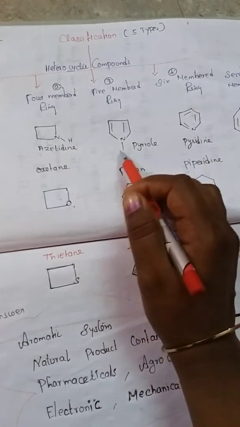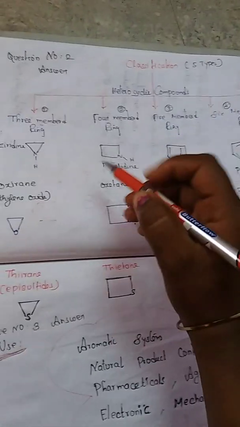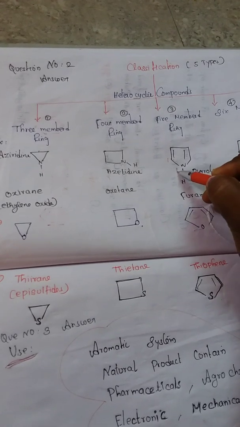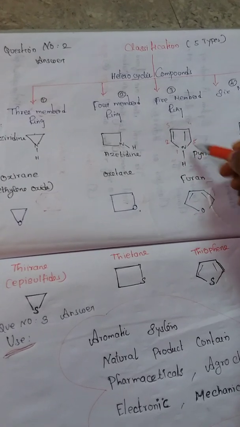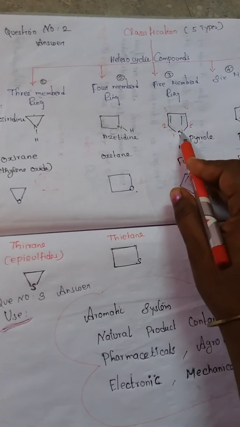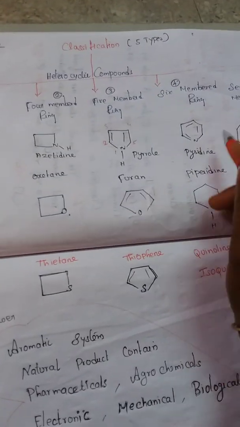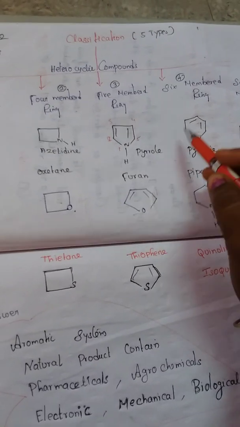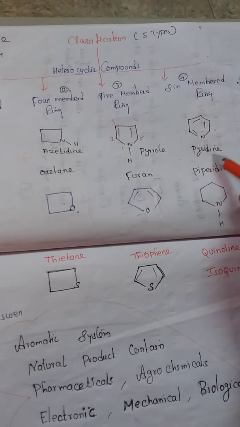Next, the 5-member ring. You number the atoms, for example pyrrole: 1, 2, 3, 4, 5. That is called a 5-member ring. One carbon atom is replaced by a nitrogen atom; that is called pyrrole. Next, the 6-member ring is called pyridine. Pyridine is also numbered 1, 2, 3, 4, 5, 6.